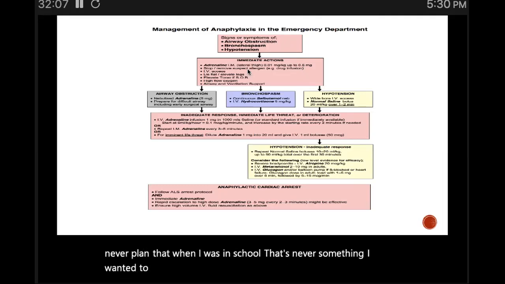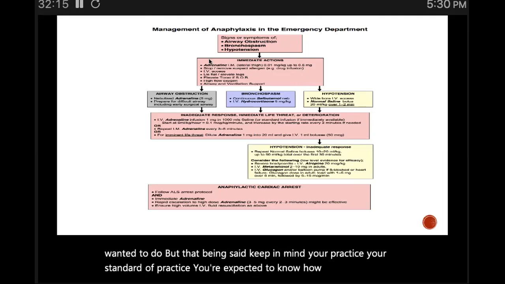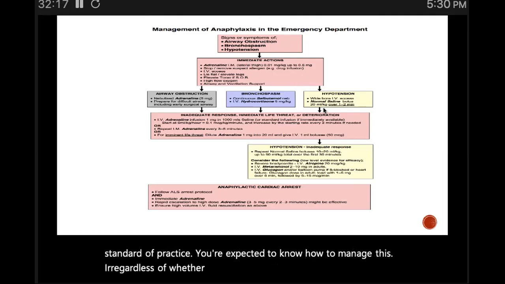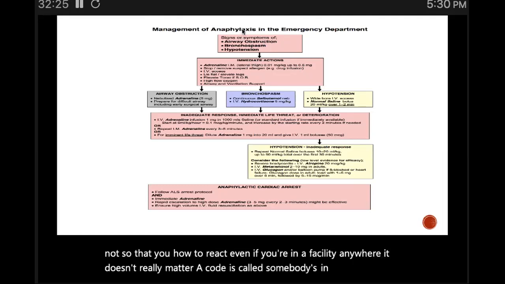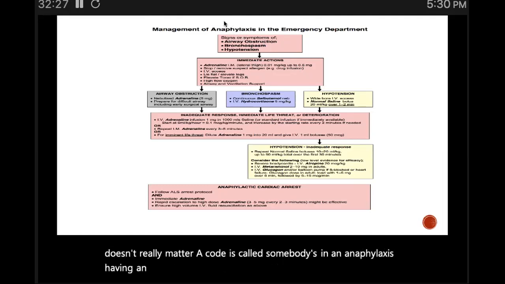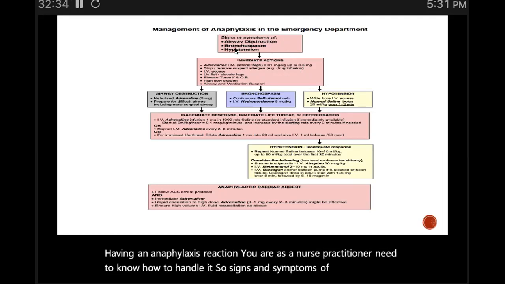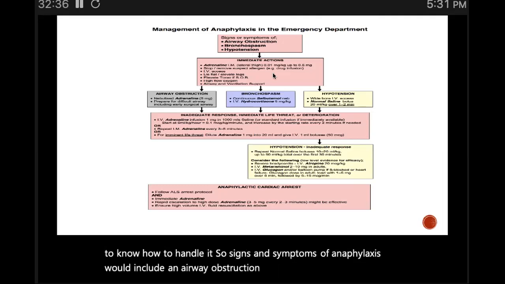But that being said, keep in mind your standard of practice: you're expected to know how to manage this regardless of whether you work in an emergency department or not, so that you know how to react, even if you're in a facility, anywhere. It doesn't really matter. A code is called, somebody's having an anaphylaxis reaction. You, as a nurse practitioner, need to know how to handle it. So signs and symptoms of anaphylaxis would include an airway obstruction, bronchospasms, or hypotension.